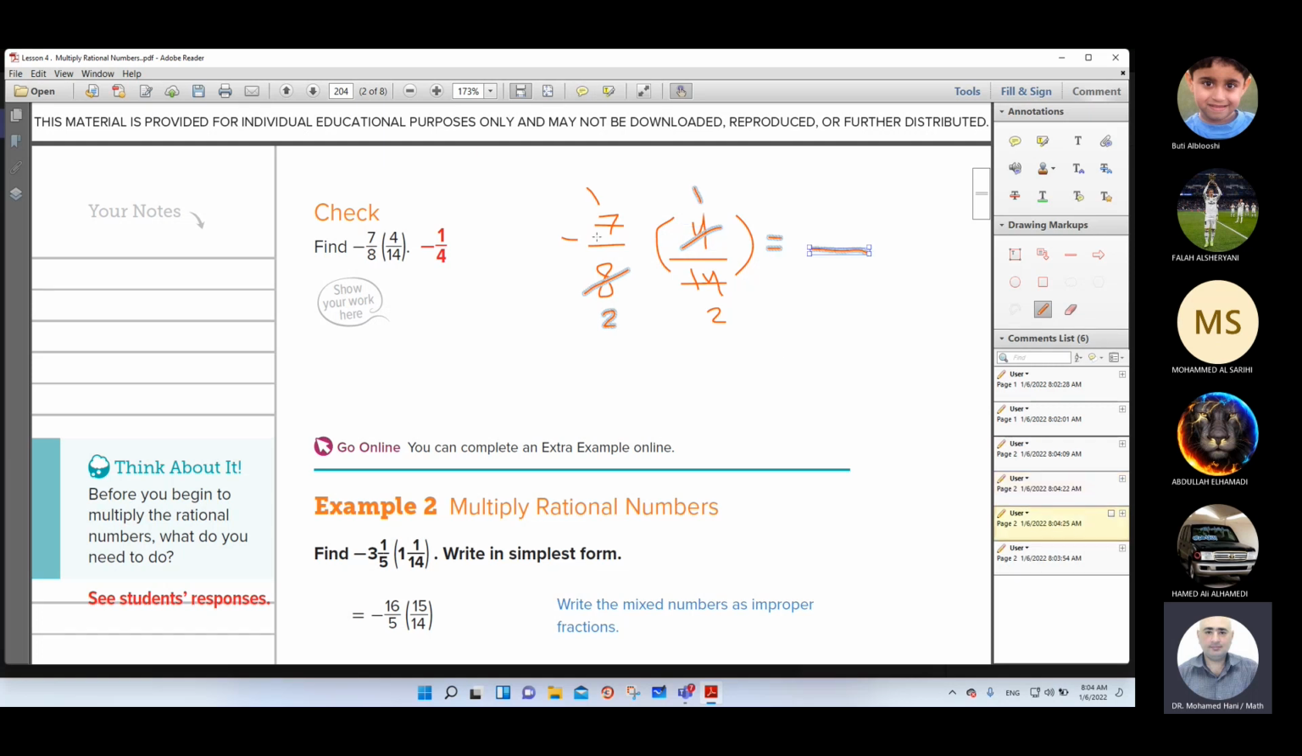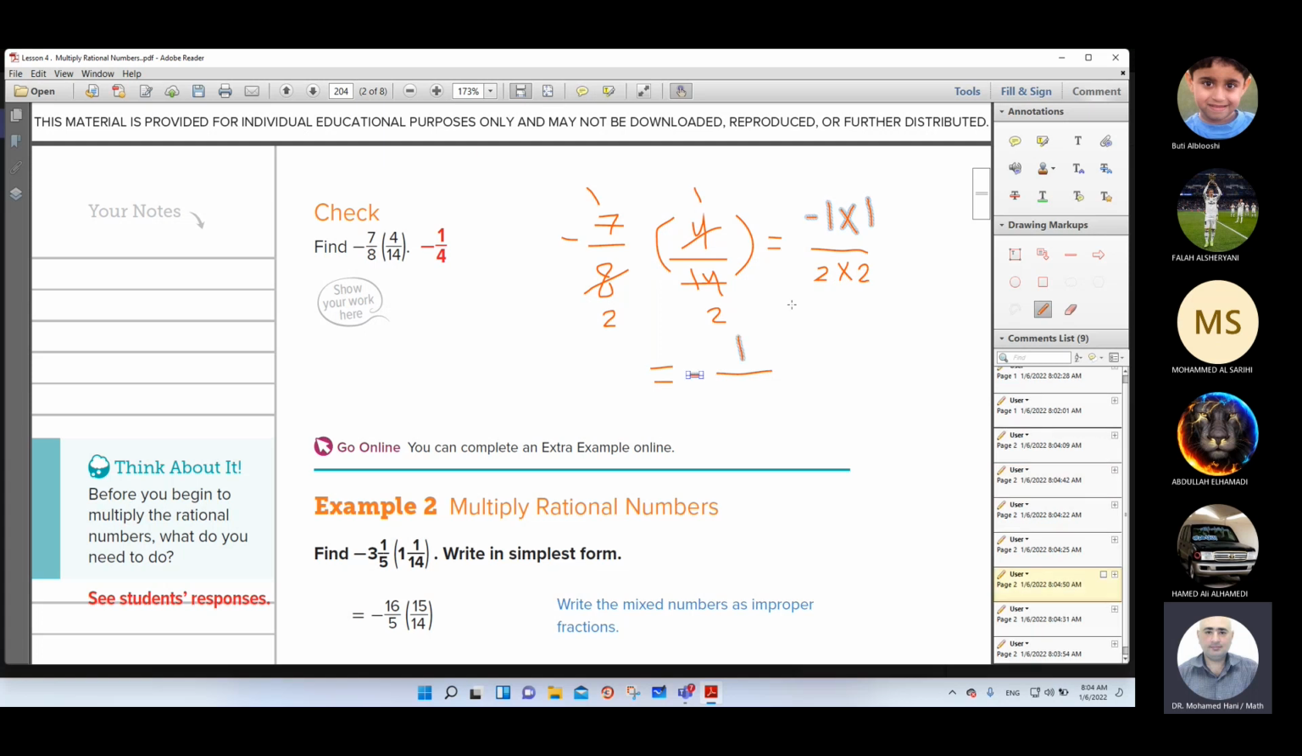So on top remains negative 1 times 1, and on the bottom 2 times 2. Negative 1 times 1 is negative 1, and 2 times 2 is 4. So the answer will be negative 1 over 4.